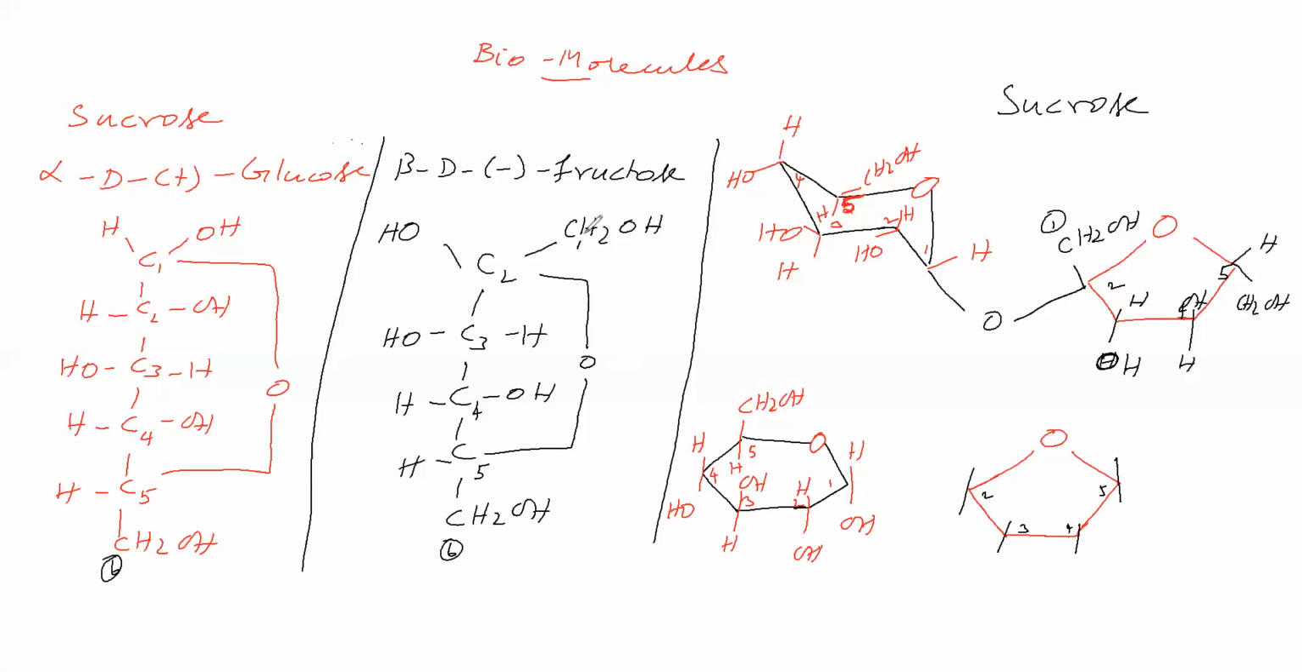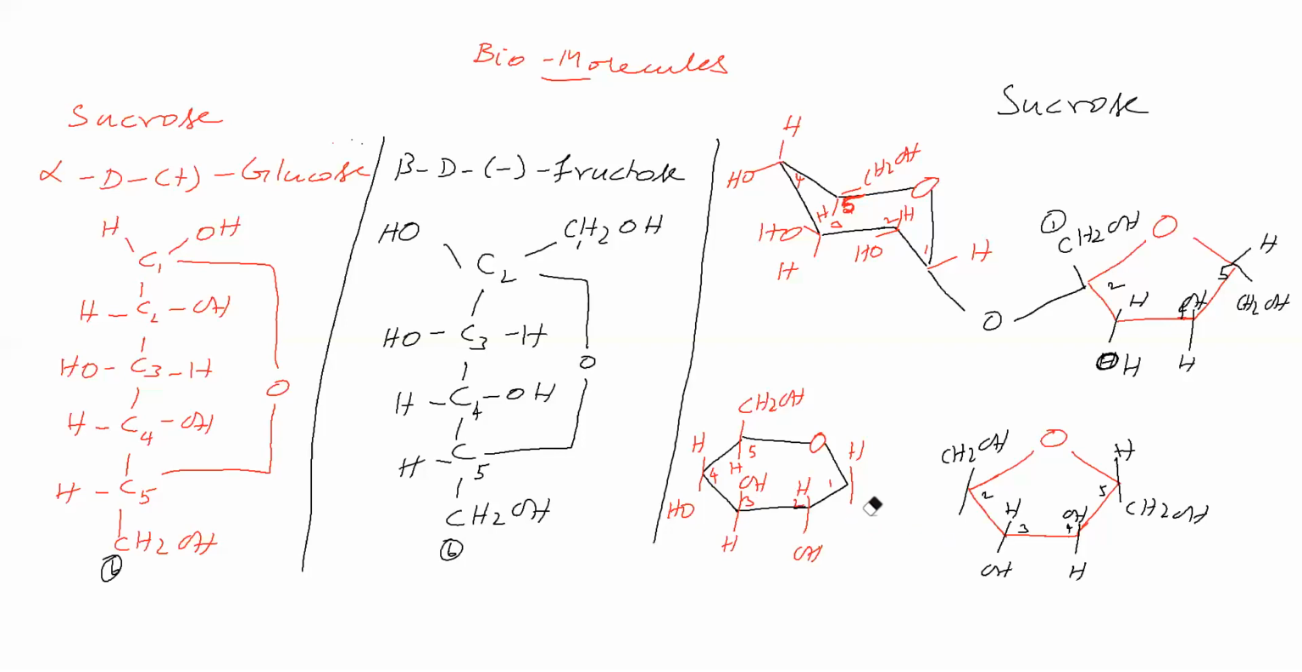Now in the C2 carbon, CH2OH at right side, right top, left side down. In the C3 carbon, right side H, top. C4 carbon, right side OH, that top. C5 carbon, CH2OH, we have to write it down. Okay, and H here. Now C1 carbon, this OH group, C2 carbon, this OH group go for glycosidic linkage.